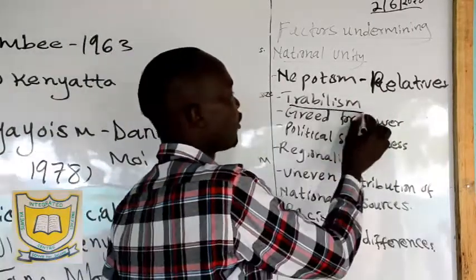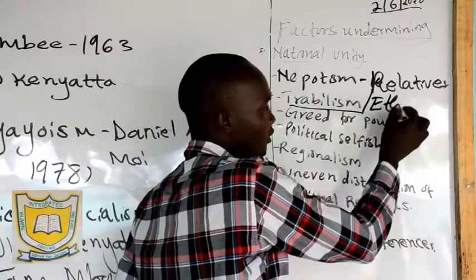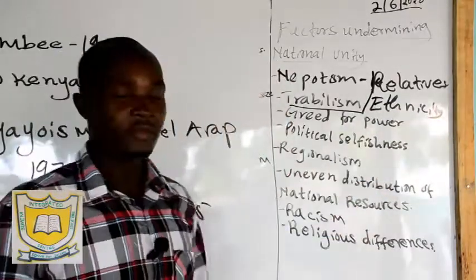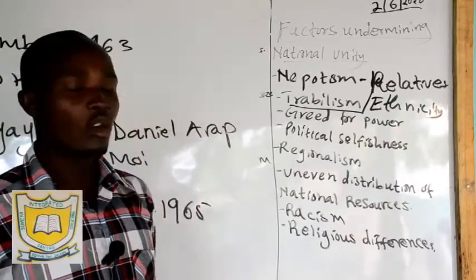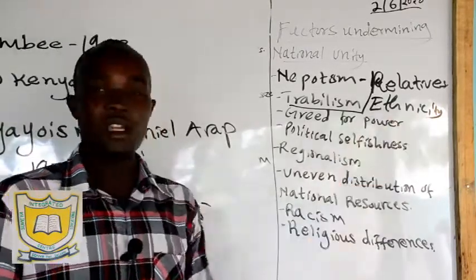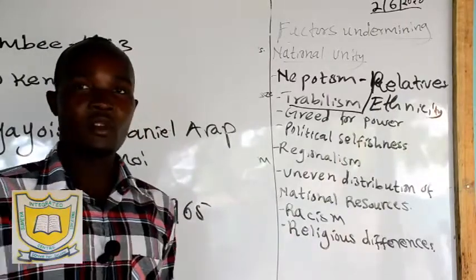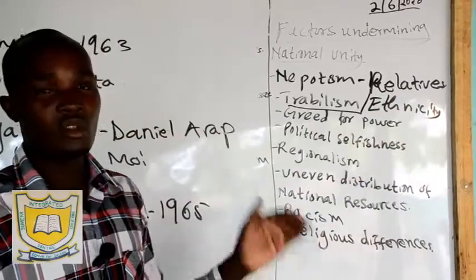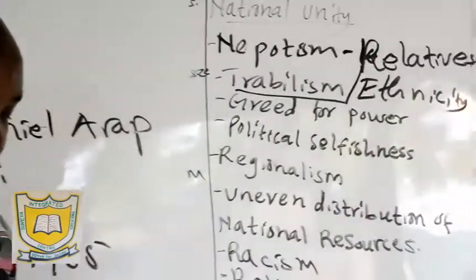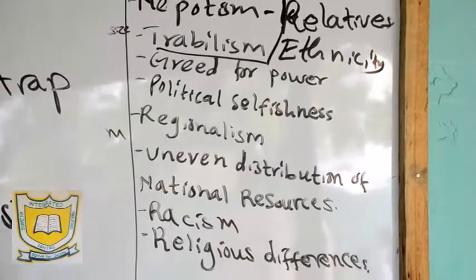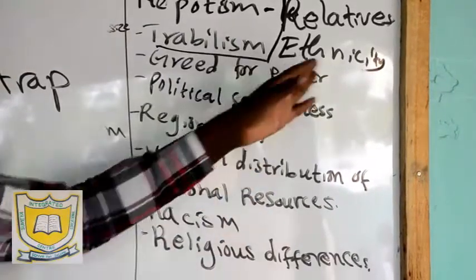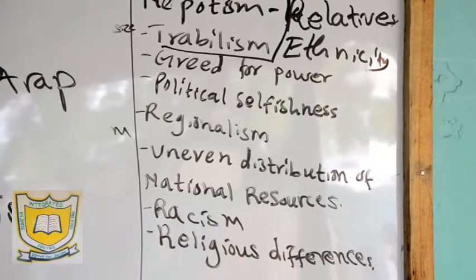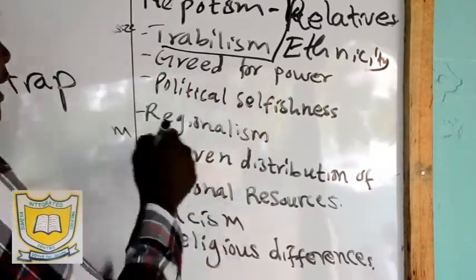Then we have what you call tribalism. It's also called ethnicity. So tribalism is where people favor people from their community. For example, if you are a Luo, you favor a person from your community. If you are a Luya, you favor a person from your community. That's what you call tribalism or ethnicity. So that one also will cause peace not to prevail, because if people realize that you favor your people only, they will always stand up to fight for their rights.